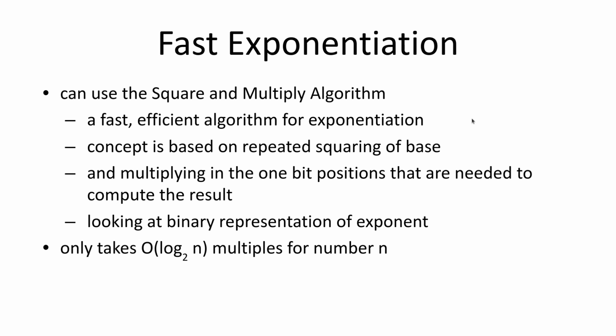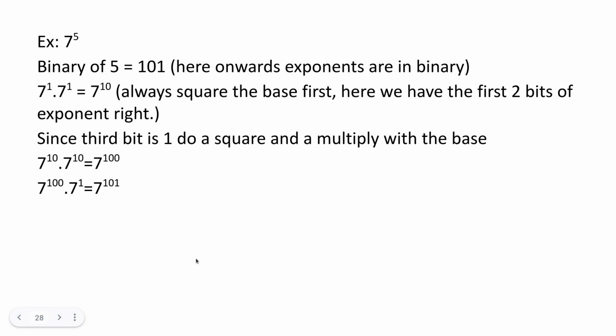If you encounter a 1, you don't do just a square, you do a square and a multiply. These 2 steps will be there. If it is a 0, then you are going to do only squaring, and we are going to look at examples. And this particular algorithm will only take order of log n. So whatever is the number of bits, only those many steps will be taken to do the exponentiation.